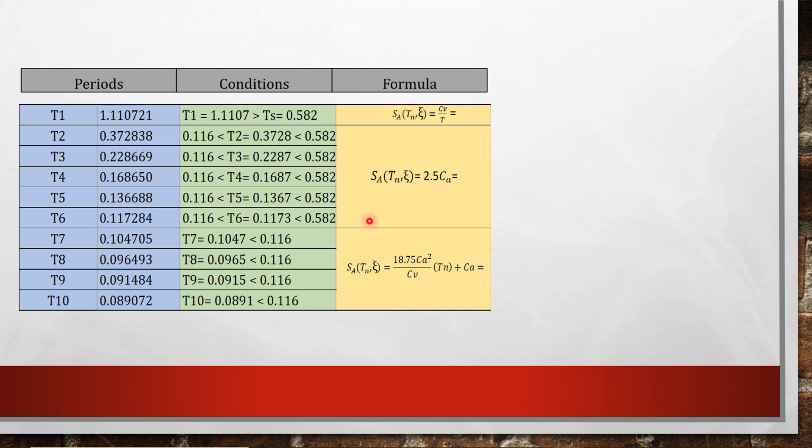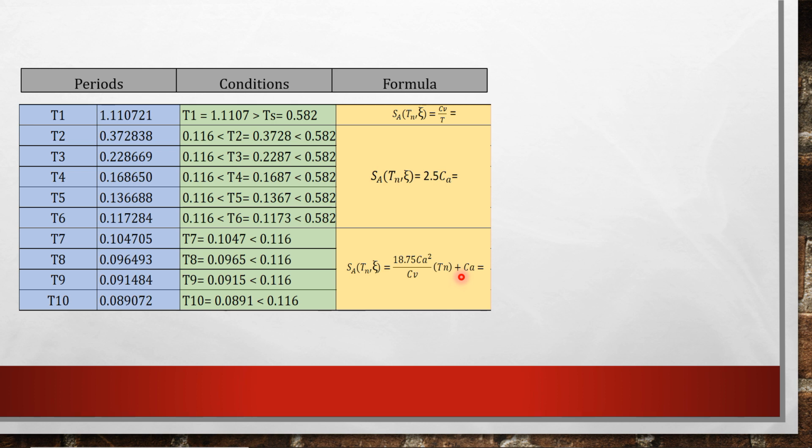Paano naman kapag less than 0.116, ano yung gagamitin natin na formula? Ito. Dito sa period 7 to period 10, mga periods dito ay less than 0.116. So, kung less than 0.116 yung period natin, ang gagamitin natin na formula is SA is equals to 18.75 CA squared over CV times TN. Ano itong TN? Ito yung T7, T8, T9, and T10 plus yung CA. So, kapag gagamitin natin ito na formula, magiging result yan. Ito yung spectral acceleration natin.